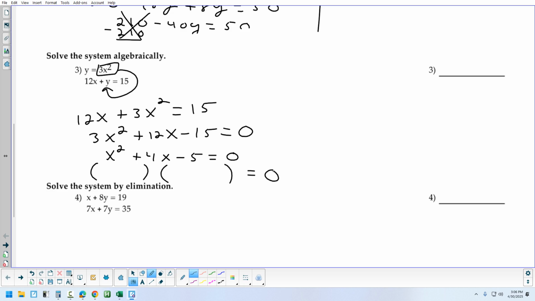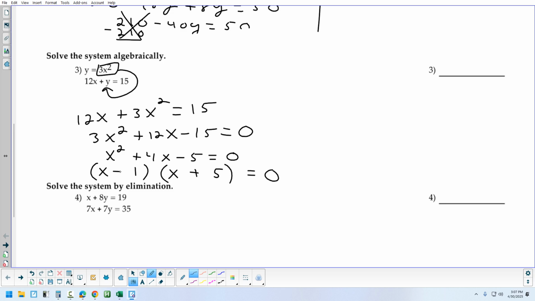What would be your first term in each set of parentheses? It would be an x, yep. X and x. And what would be 2 numbers that multiply to give us 5? 5 and 1. All right, so 5 and a 1. And what would our signs be inside the parentheses, because we had a positive and we had a negative? Positive 5 and minus 1. Okay, so let's check it. We got x squared plus 5x minus 1x gives us 4x, and that looks good. So we've got everything factored.